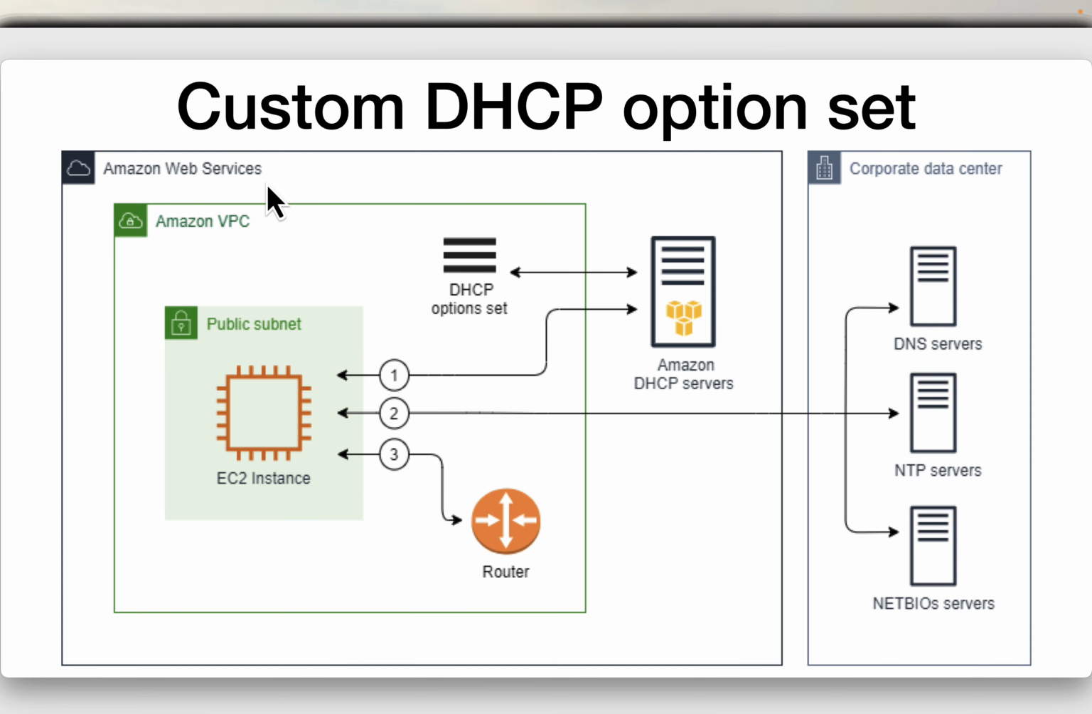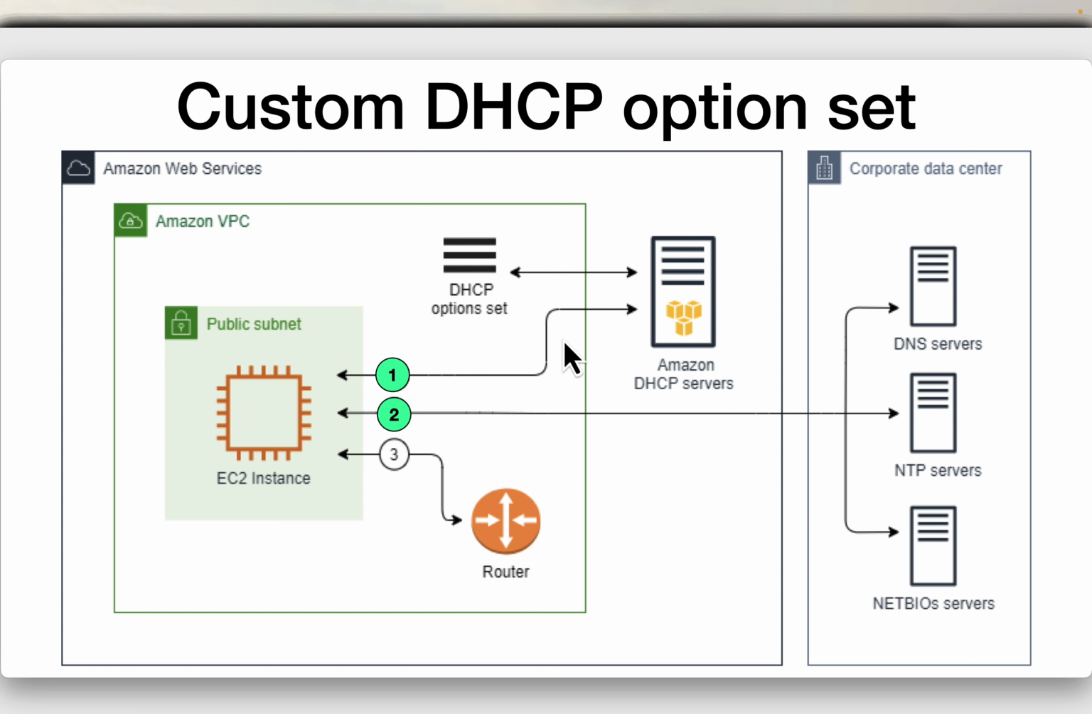Okay, now we'll see custom DHCP option set. So this is custom. What we have seen was default. First, when instances within the VPCs are launched, they utilize the network settings specified in the custom DHCP option set as opposed to the default setting provided by AWS. This allows for customized domain name resolution settings and some more options.